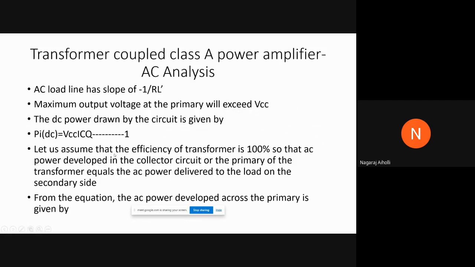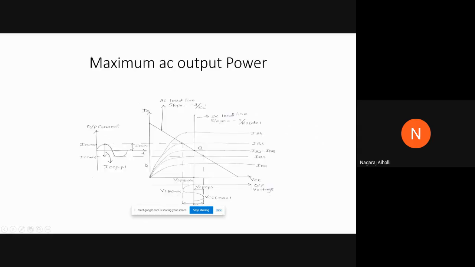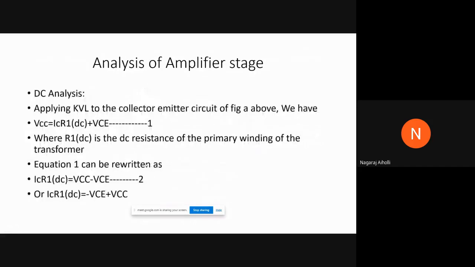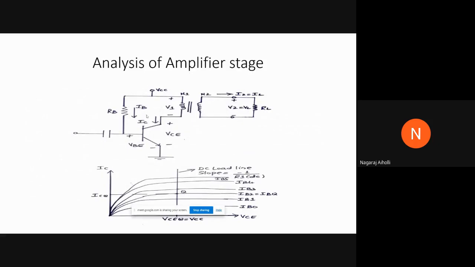The DC power of the circuit is given by PDC is equal to, we consider the DC power here, that is VCC into ICQ. Okay, that is V into I, VCC into ICQ. That gives the DC power of the circuit.